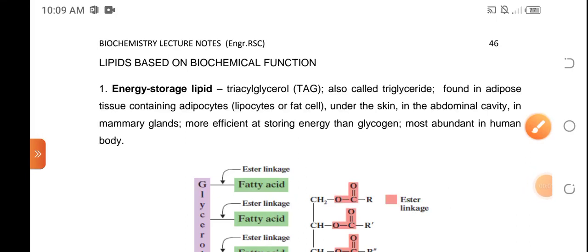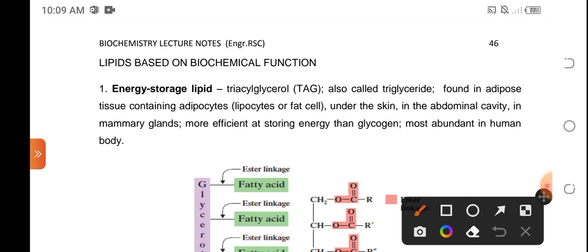Okay, let's have the first function of lipids. It could be the energy storage lipid. For this function, we have a lipid known as triacylglycerol or TAG. Triacylglycerol could also be called triglyceride, and they are found in adipose tissues containing adipocytes, which could be under the skin, in the abdominal cavity, or in mammary glands.